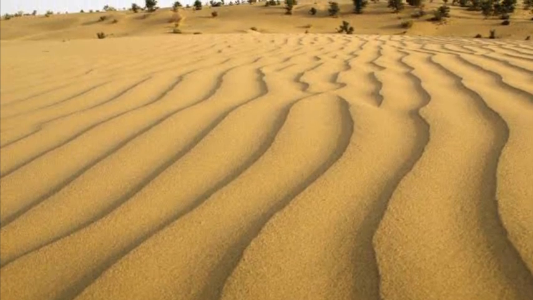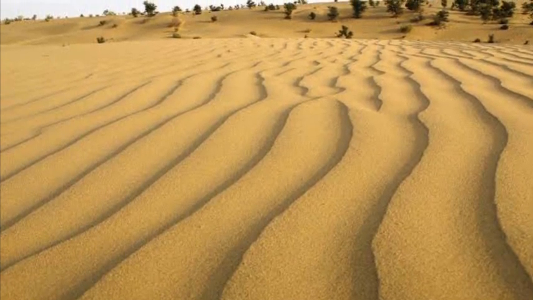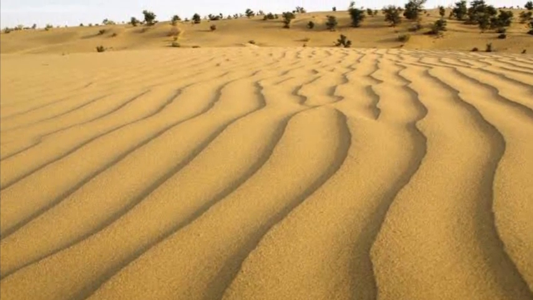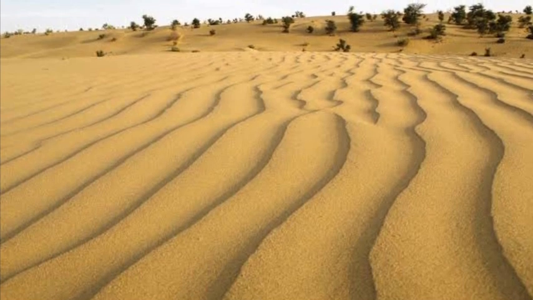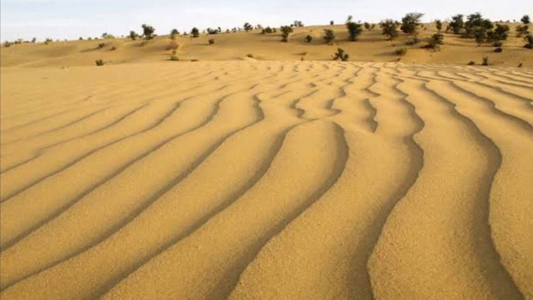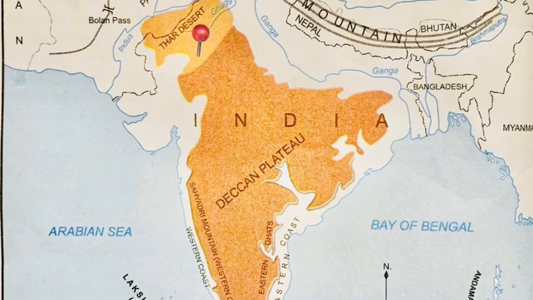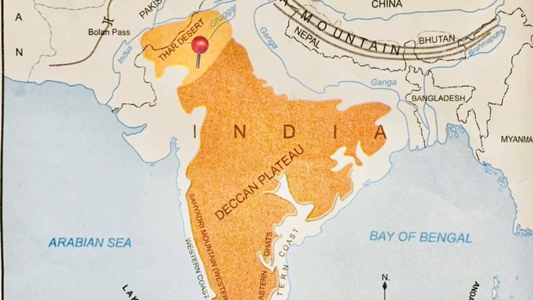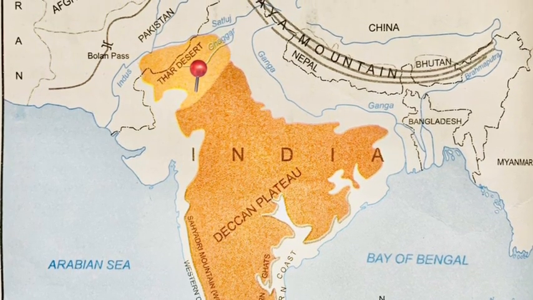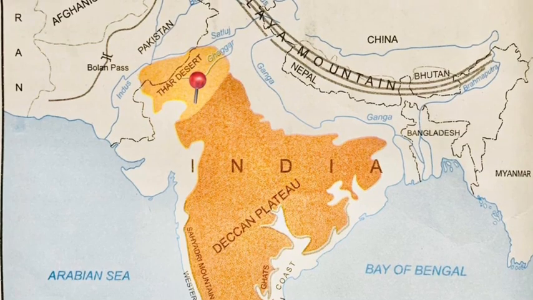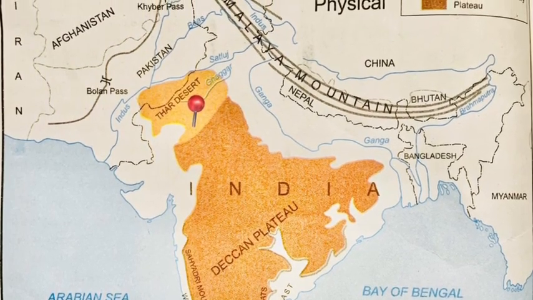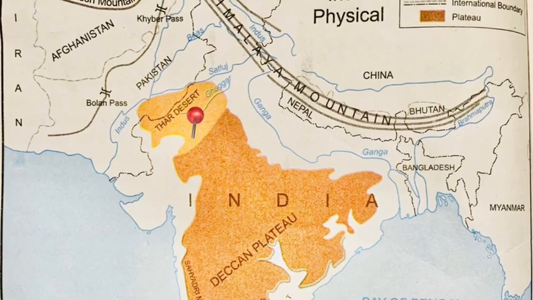The Thar Desert spreads across Rajasthan, Haryana, and some parts of Gujarat. A part of the desert lies in today's Pakistan. The desert has the Satluj River to its north, the Aravalli mountain range to the east, the Rann of Kutch to the south, and the Indus River to the west.